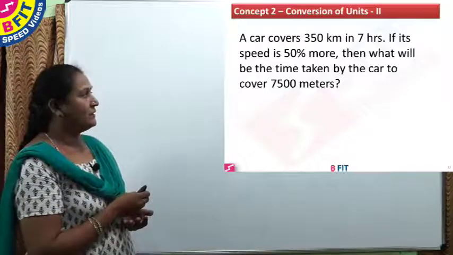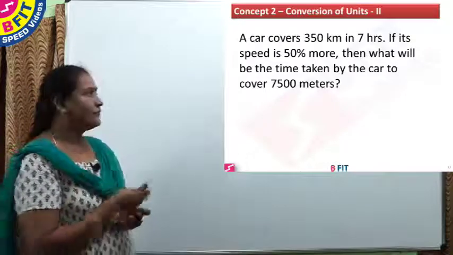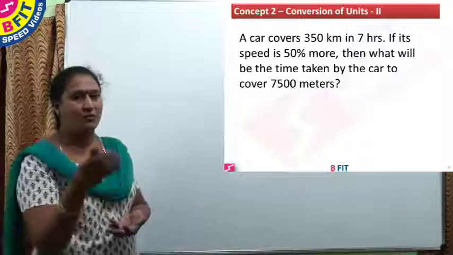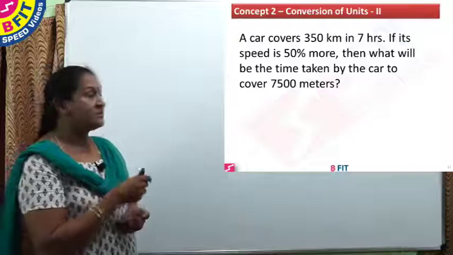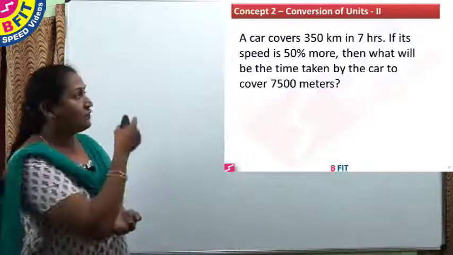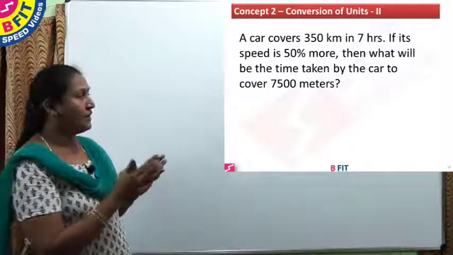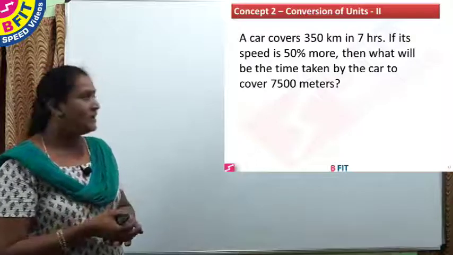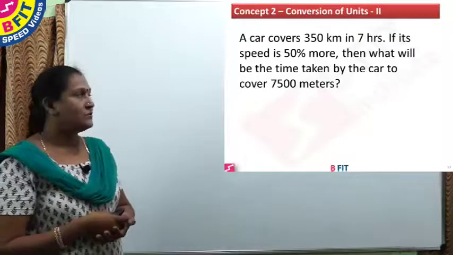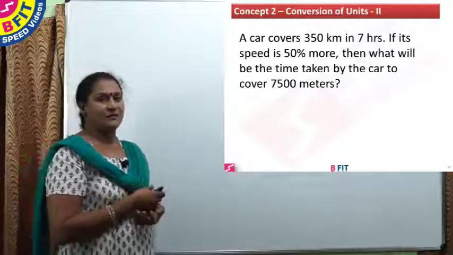And the speed is 50% more. So 50% more means half more than the original. A note here: you are asked to find the time, but the distance is given in meters, and we have the speed in kilometers per hour. So don't take that 7500 meters as such. Convert this to kilometers and then only proceed. So we'll see the working of this question.